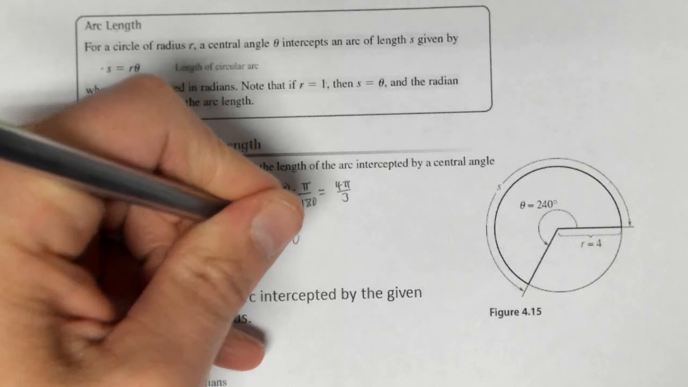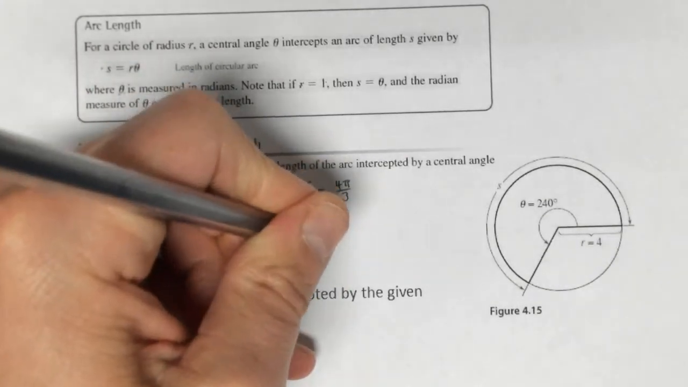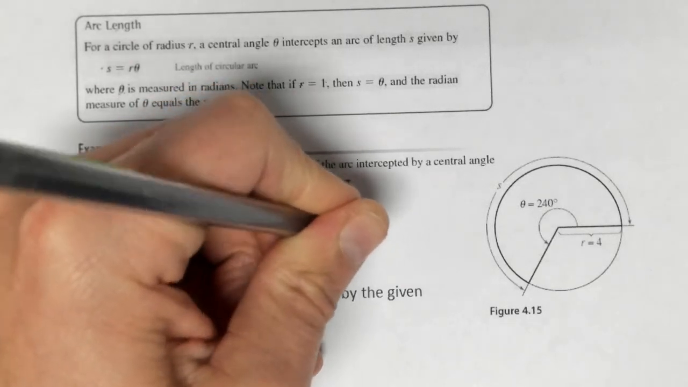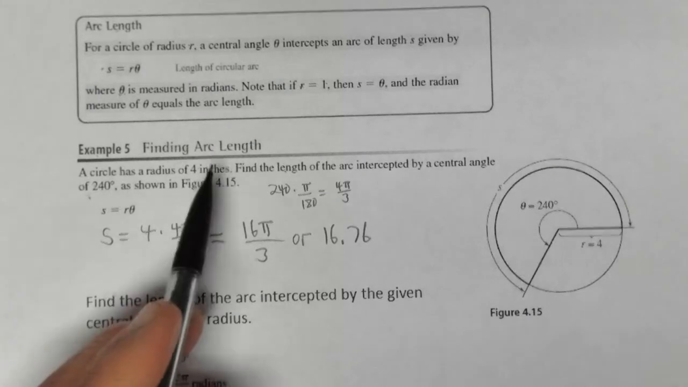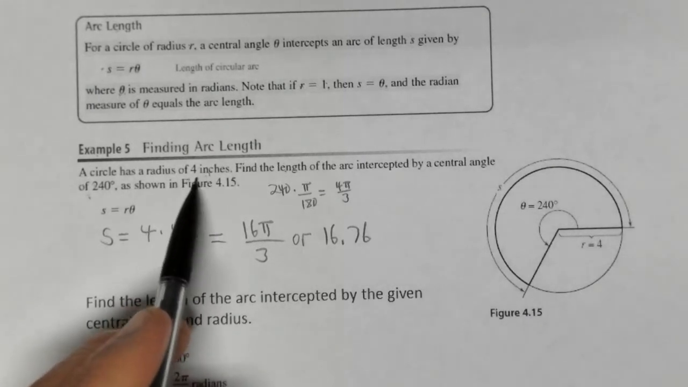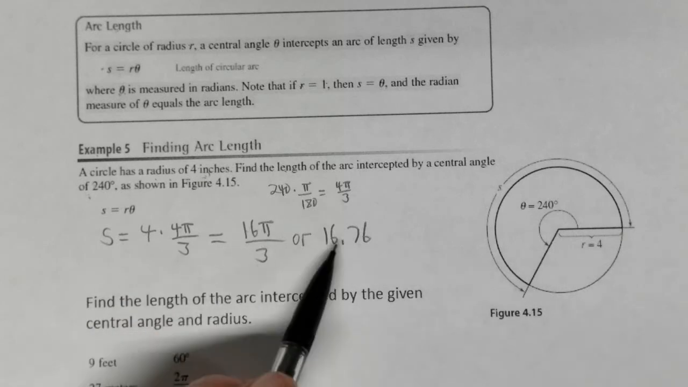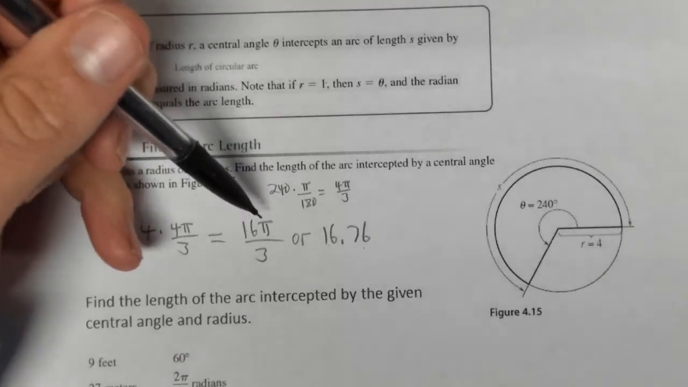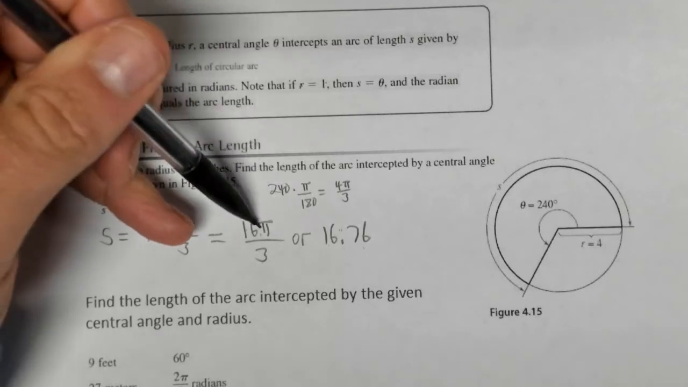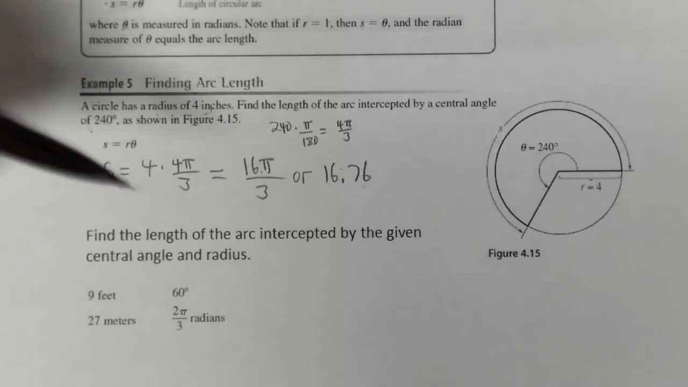Now, you can express it in terms of pi, or you can multiply that out and get a decimal, which is 16.76. Okay? And then the unit of measure for my arc length would be the same as the unit of measure that the radius is given in. So that's inches. So 16 pi over 3 inches, or 16.67 inches would be the answer. Now, you can see arc length expressed either way, in pi or as a decimal. So be prepared for each one of those. Your answer choices could be either way.